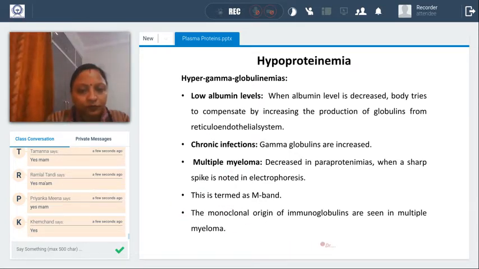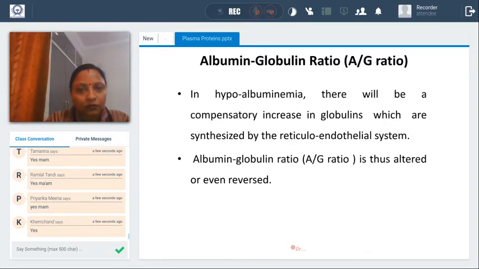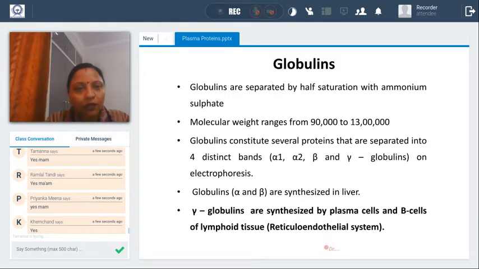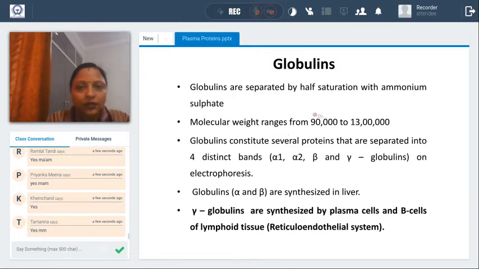So, this is AG ratio and this is the case of hypergamma-globulinemias. When gamma-globulinemias increases, globulin increases, and globulin increases, low albumin level. It leads to decrease in albumin concentration. Now, is it clear to all of you? We will discuss it later also.